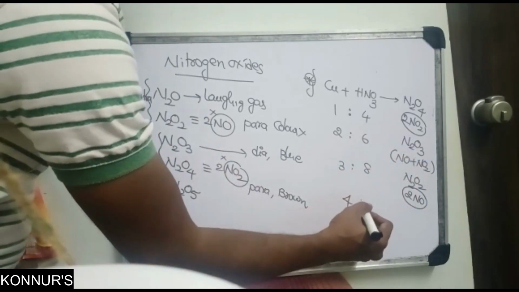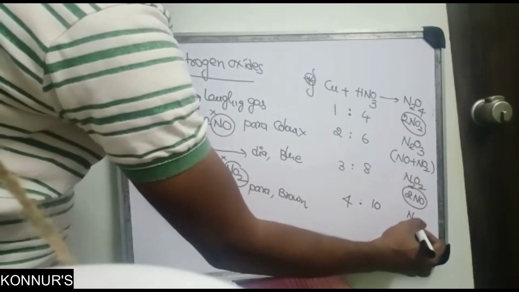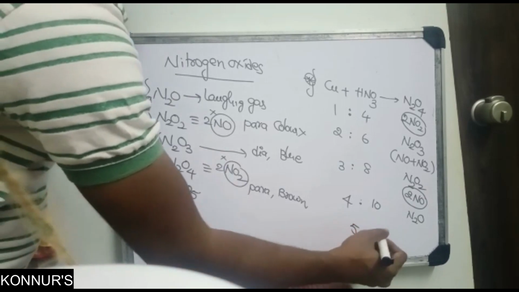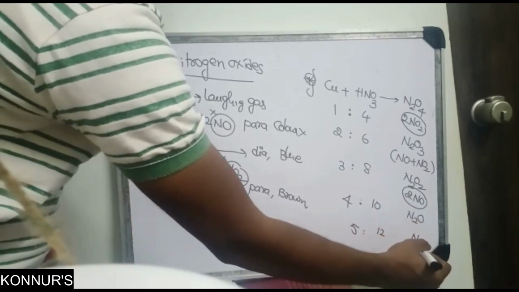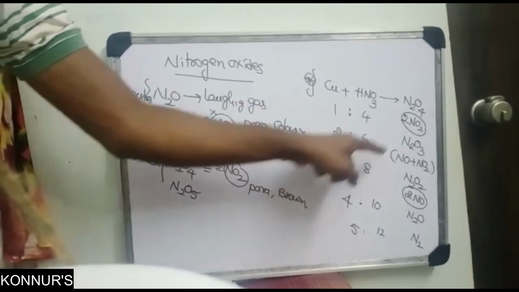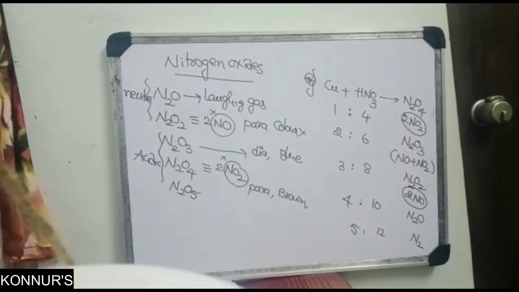Next, 4 is to 10. So next one, you are getting N2O. Next, 5 is to 12. You are getting nitrogen gas. So these ratios and compounds they will ask. Very, very important.